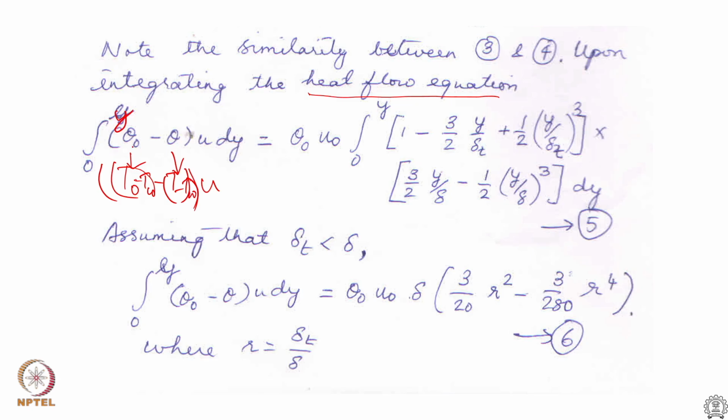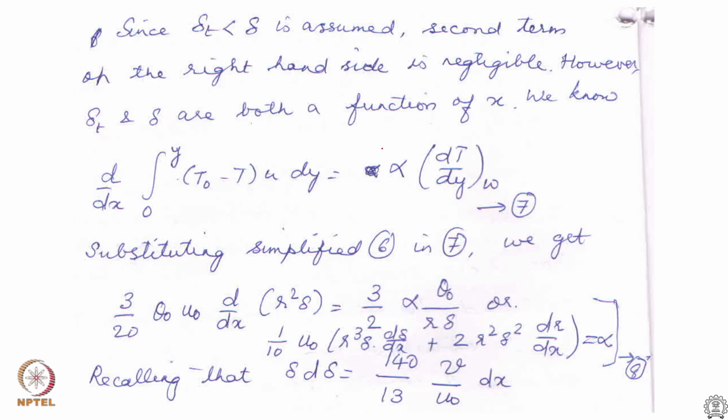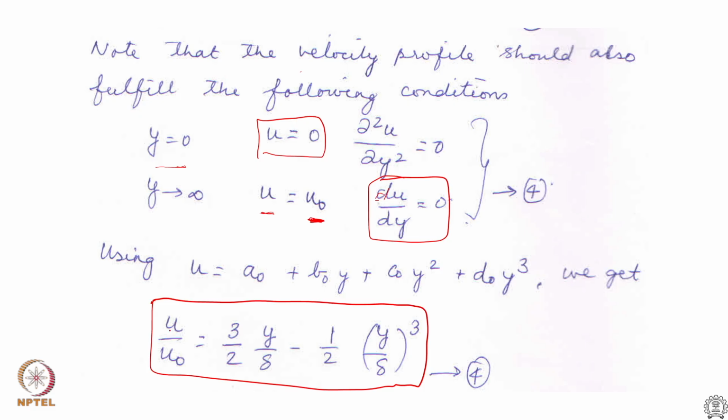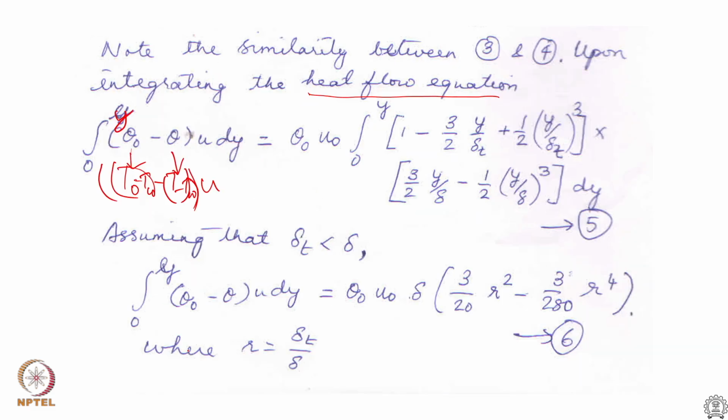What we have done is that we pulled theta naught out of the bracket. So, you will have 1 minus theta divided by theta naught. This is the expression for theta divided by theta naught, and we substitute that, and this expression for u by u naught is also substituted, because what we have done is that we have divided by u naught and pulled u naught out of it. So, you have theta naught into u naught, 1 minus the expression for theta divided by theta naught, and this is u divided by u naught.